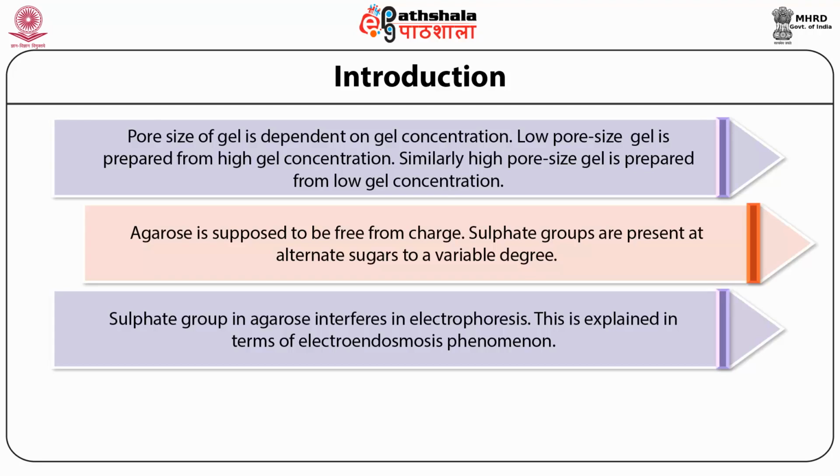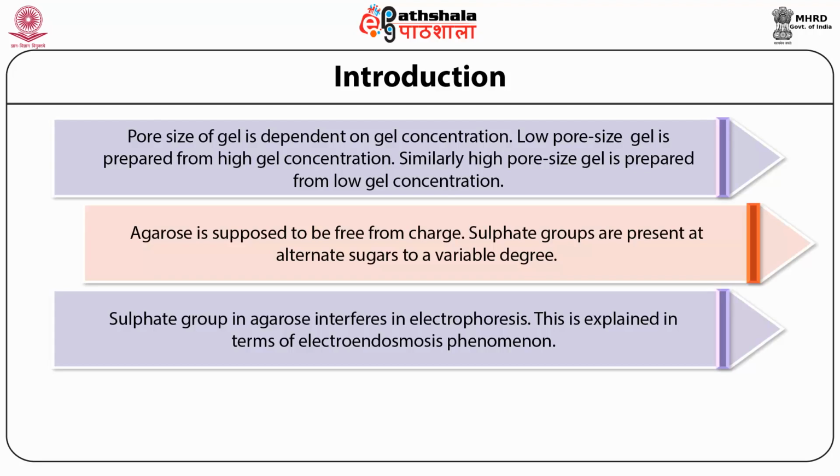Cations from buffer ions or salts can bind to sulfate and make an electrical double layer. During electrophoresis, when voltage is applied, cations from the electrolyte double layer move towards the cathode and in this process carry electrolyte solution towards the cathode. This is referred to as electroosmotic flow in the direction of the cathode.